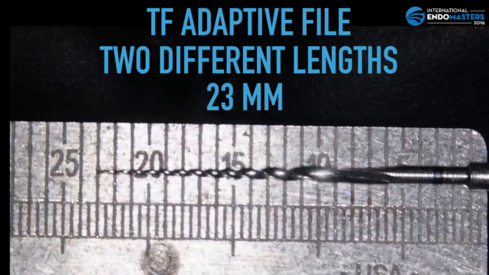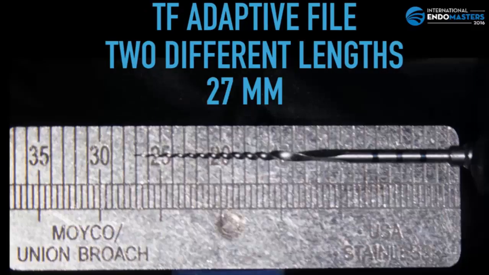The TF adaptive files has 2 different lengths. The first one is the 23. There's no 21, no 25, so we have one lane 23, and the other lane is 27 millimeters. This is a really good thing working in the back part of the mouth, the upper jaw, like first and second molar, and the second and the third molar in the lower jaw.